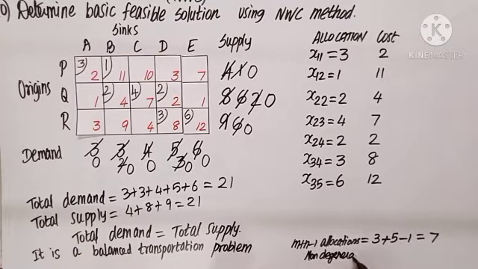So it is non-degenerate basic feasible solution. This is not asked, but it is good to learn in every problem. Check whether it is non-degenerate basic feasible solution. Yes, because the number of allocations are exactly 7. Exactly m plus n minus 1.